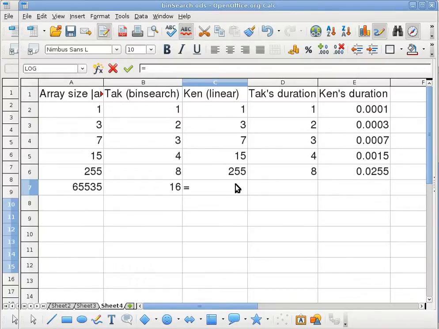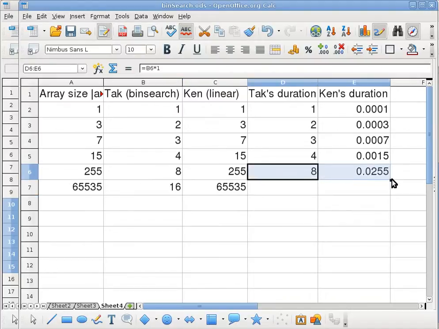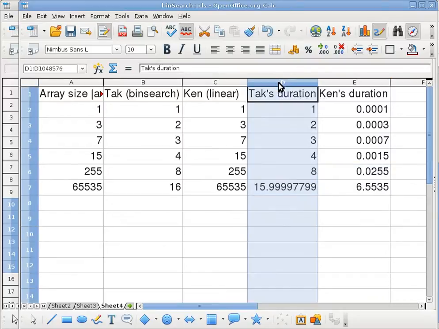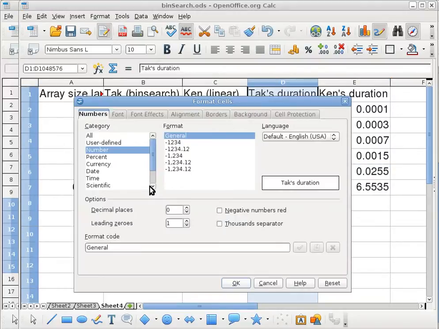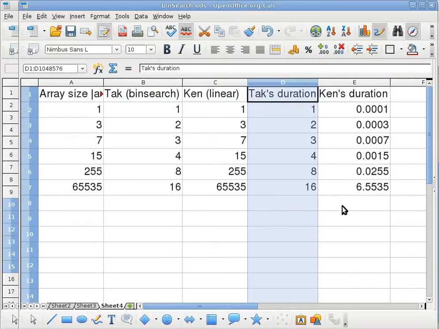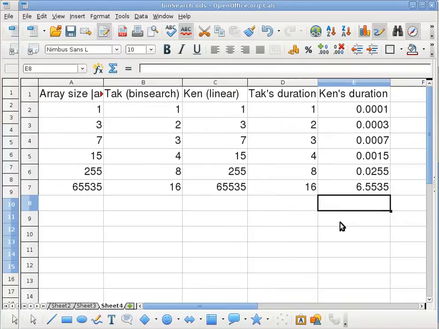And Ken's program is easy because it will just take whatever the size of the array is. That's exactly the number of iterations his algorithm needs. The amount of time is completely proportional to the number of searches. Yeah, we have to do that here. There we go. Hey, Ken is not winning, but it seems to be gaining a little bit. Okay.